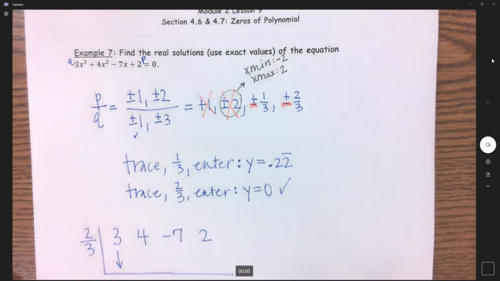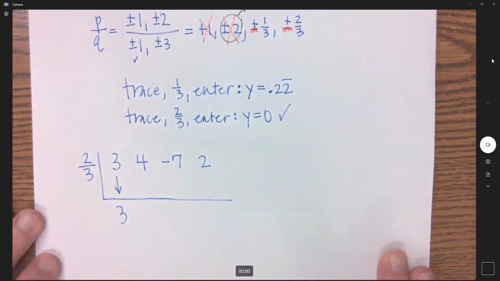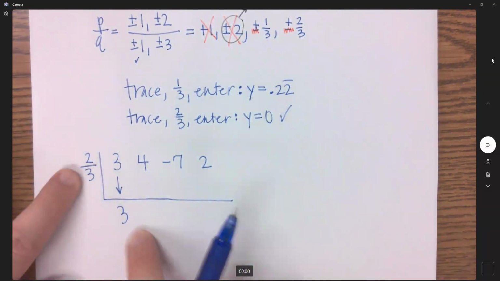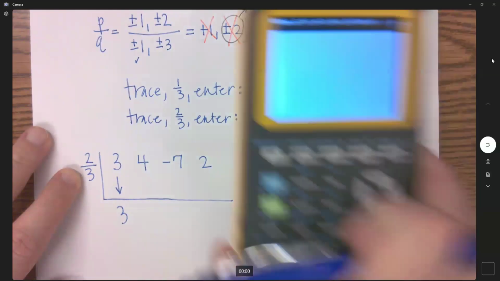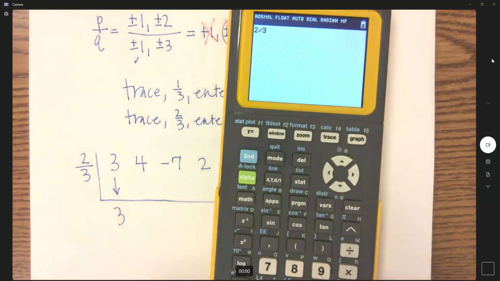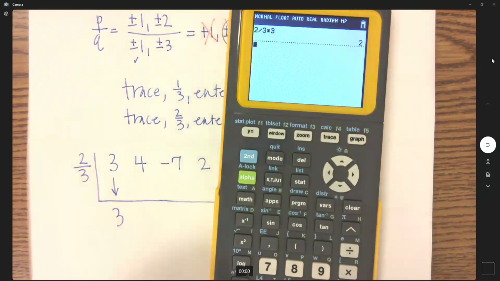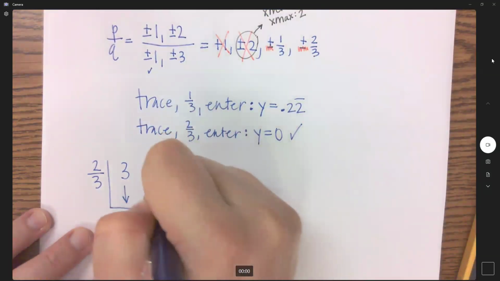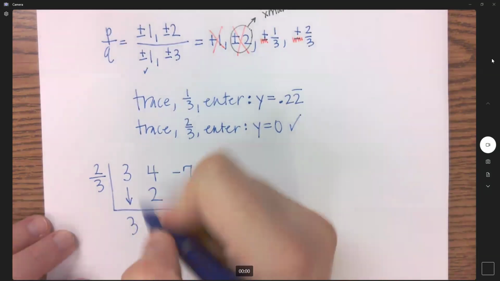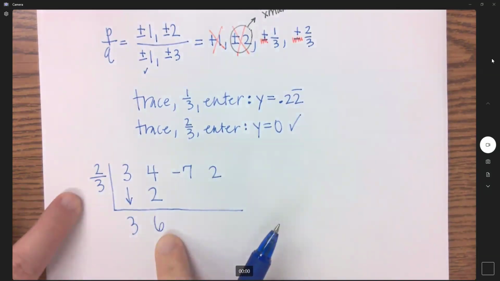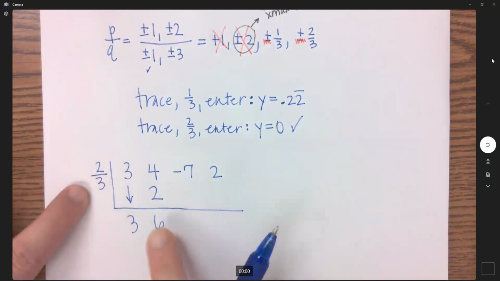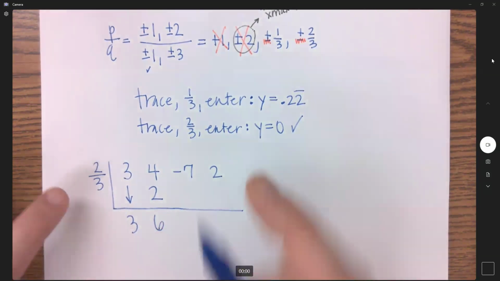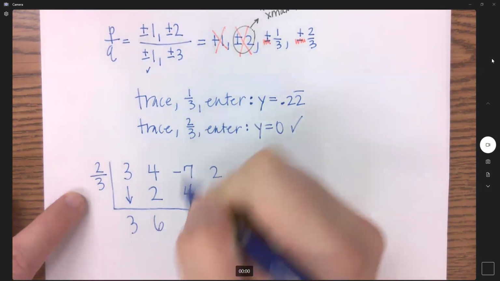Bring down your first one and multiply, add. Now, if you don't like multiplying fractions, just use your calculator. 2 divided by 3 times 3 is 2. So you have a 2 here. And so add these together and we get 6. And then keep putting this in your calculator. 2/3 times 6 is 12 divided by 3, so that's 4.